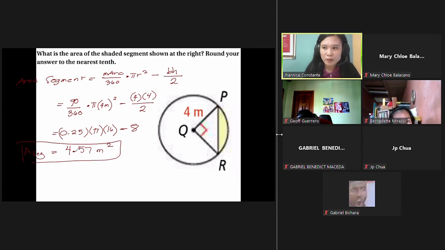We have 4.57 meters squared for the area of segment in our circle that measures 4 meters as the radius and the central angle, which is 90 degrees. So that is for our area of segment. Let's have another example for the area of segment. Okay na? Can I clear the screen with this example? Okay.